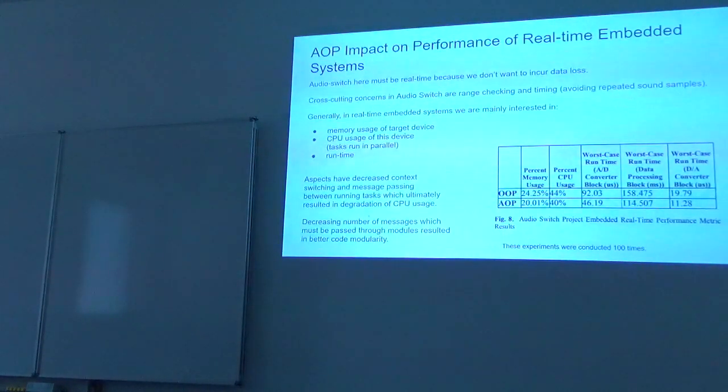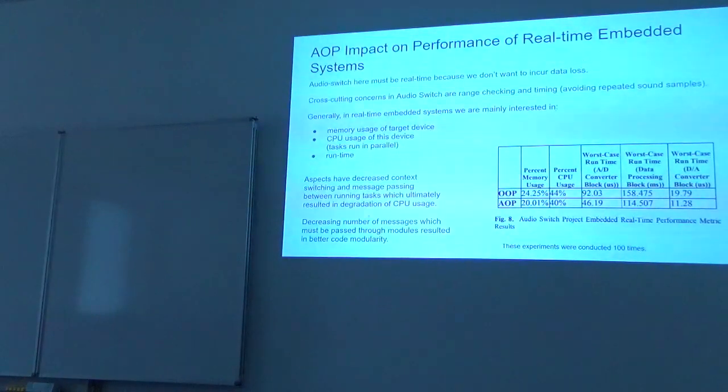These researchers were also able to show one example of a real-time embedded system where the introduction of AOP helped them to achieve better performance metrics. In this case, better memory usage and CPU usage. What they basically did here is they had an audio switch project, or audio switch software, and implemented these cross-cutting functions in both OOP and AOP, and then evaluated its impact.